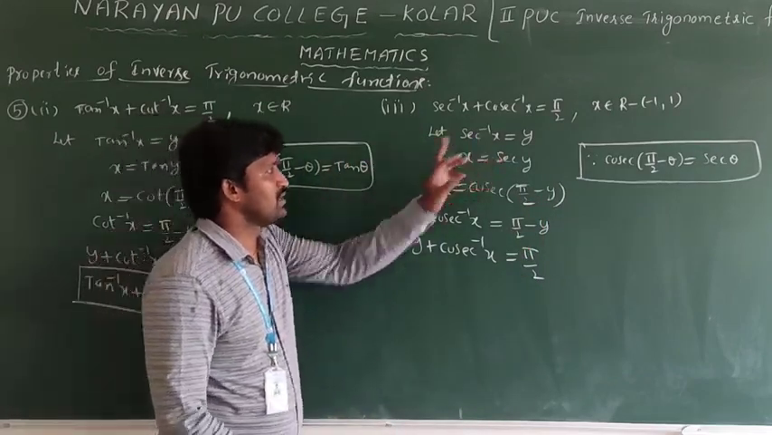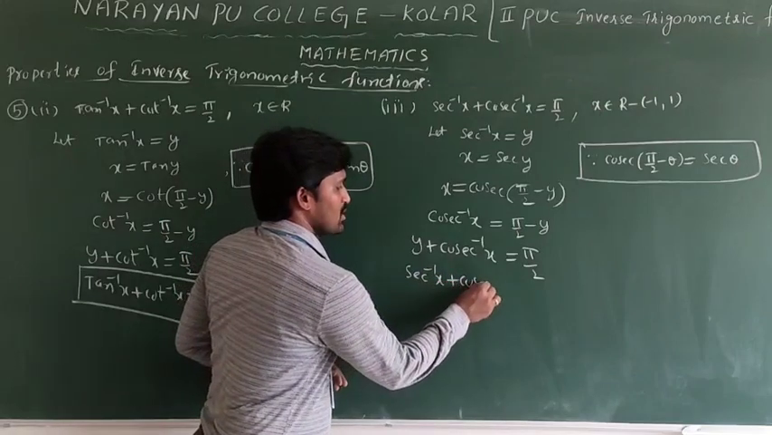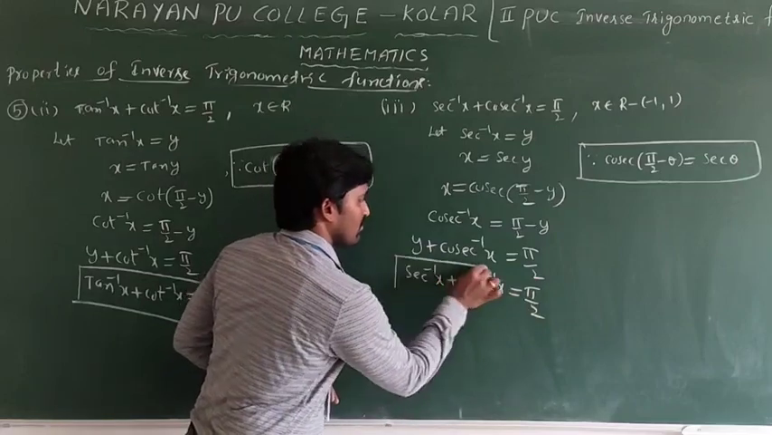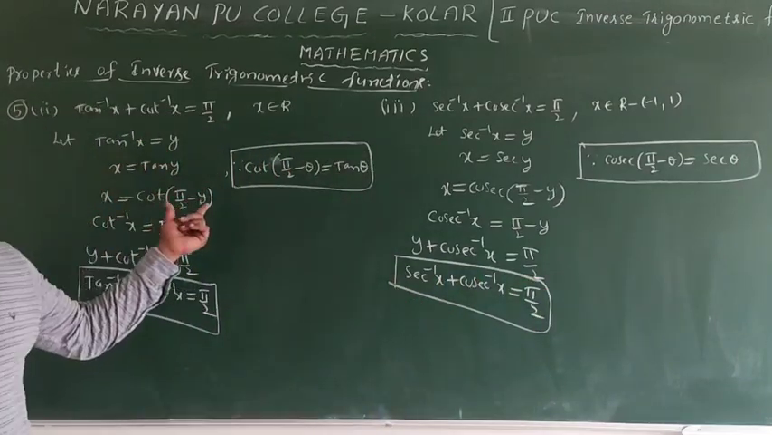Now what is the y value? Secant inverse x plus cosecant inverse x equal to pi by 2. Each property is important, including the proof also. Practice, everyone.